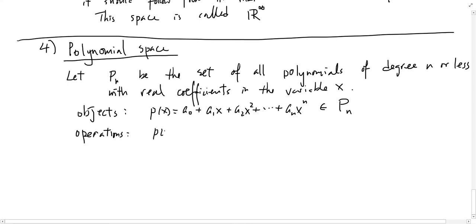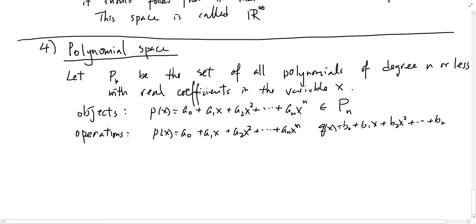Let's say I have P of x, which is a sub 0 plus a1 x plus a2 x squared plus dot dot dot plus a n x to the n. And I'm going to define a second element in Pn. Let's say I'm going to call it Q of x, and that would be b sub 0 plus b1 x plus b2 x squared plus dot dot dot plus bn x to the n. So suppose I have these two objects. Now what if I want to add them together? Let's say I want to add P of x plus Q of x. Then what do I do?